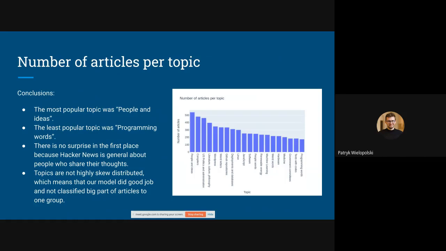First, the number of articles per topic. As we can see, the most populated topic is people ideas, then compilers. At the end, we have what we call programming words or text with code, the articles where code is probably included. What is important is that the distribution is not so skewed. The model is doing quite a good job because there is no one huge cluster of one topic.